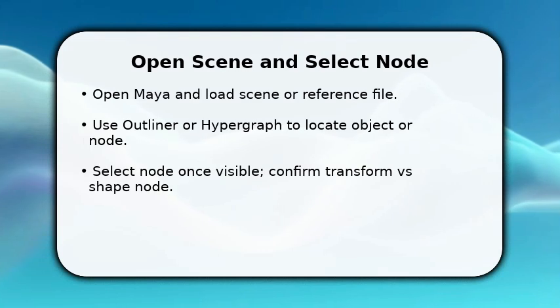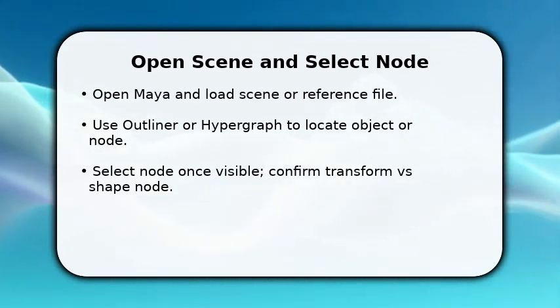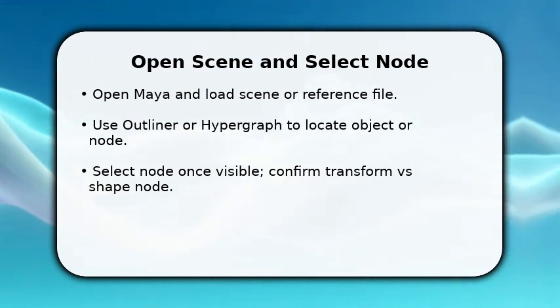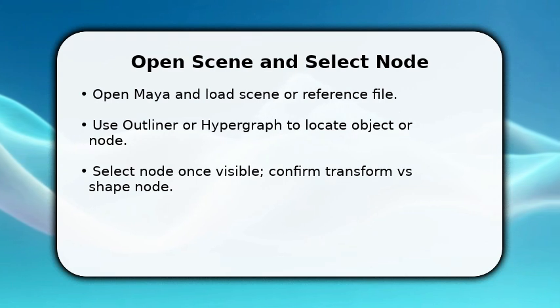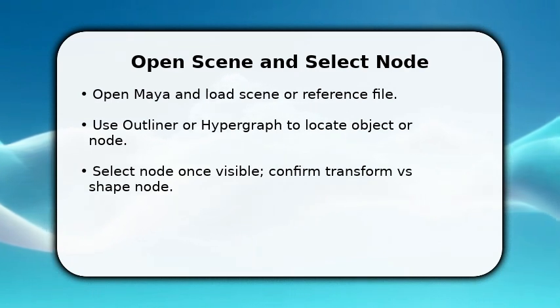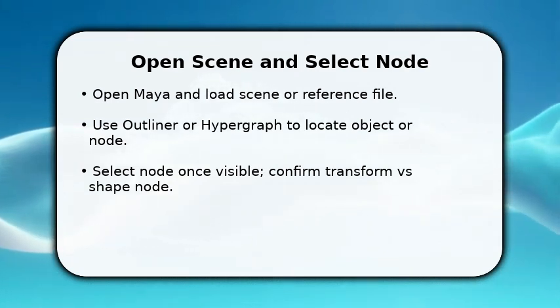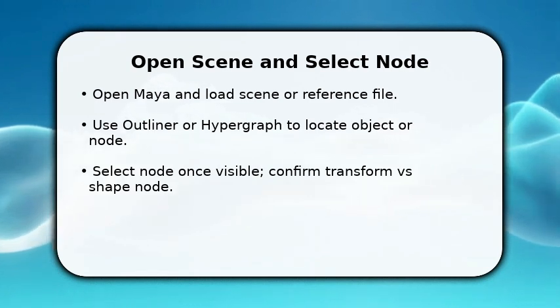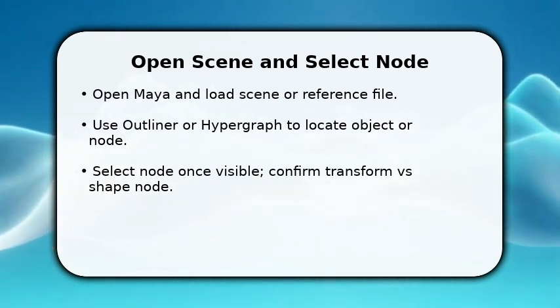You start by opening your scene and locating the item you want to rename. This saves mistakes later. Once the scene loads, open the outliner and find the node quickly, because you need the exact node type. Make sure you select the correct transform or shape node depending on what you intend to rename, and confirm selection in the channel box. This prevents renaming the wrong element and keeps constraints and connections intact.